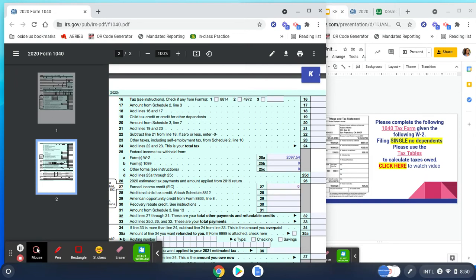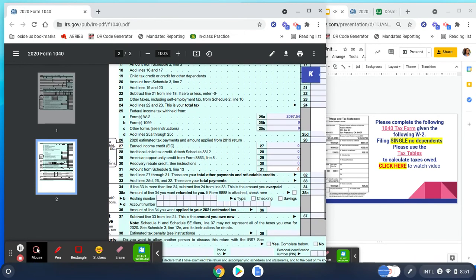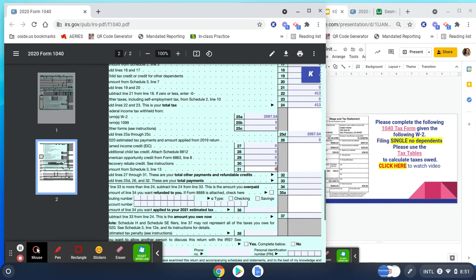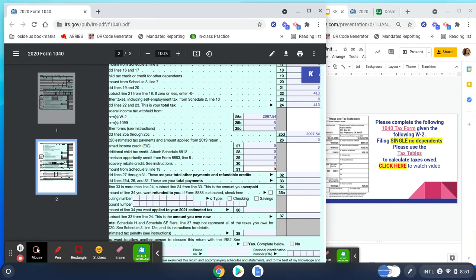Additional child tax credit, again, no kids. Man, it's worth it to have kids. Look at all these deductions. American Opportunity Credit, nope. Recovery rebate credit, nope. Amount from Schedule 3, no other additional schedules. Over here, it's telling me add lines 27 through 31. Well, that's just zero. These are your total payments and other refundable credits. Add lines 25D and 32 to get $2,097.54.